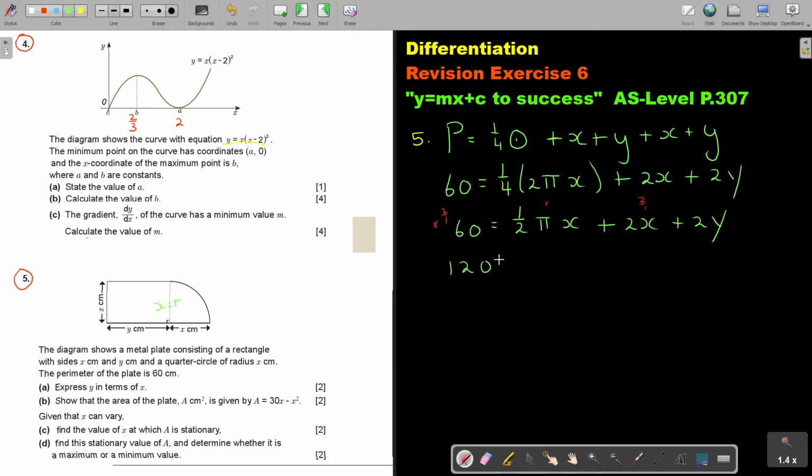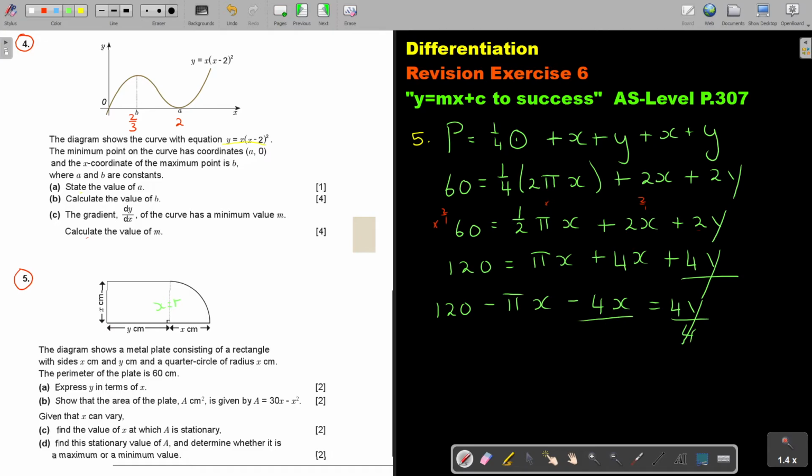I'm going to get 120. This is going to be pi x because of the 2. This is 2, so it's going to be 4x. This is going to be 4y. Now I want y. So make the 120, subtract the pi x, subtract the 4x, and that's going to be 4y. Now I divide by 4 throughout. So 120 divided by 4 is 30, and that's a quarter pi x, and that's just x, and that's y.